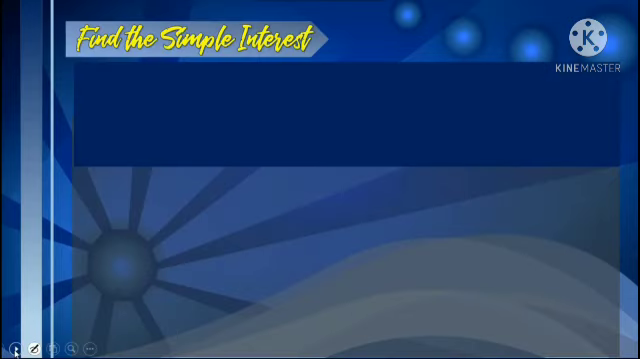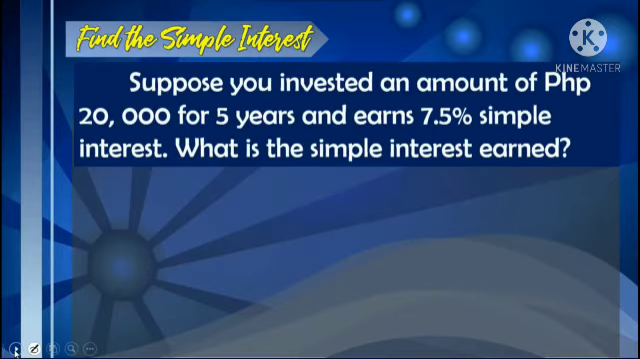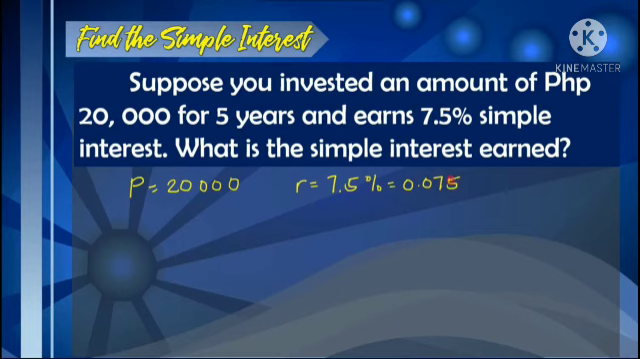For our first example, let us find the simple interest. Suppose you invested an amount of 20,000 pesos for 5 years and earn 7.5% simple interest. What is the simple interest earned? Based on this given problem, we have the principal amount, which is 20,000. So we have the rate, which is 7.5%. And in decimal, this is 0.075. And the time, which is 5 years.